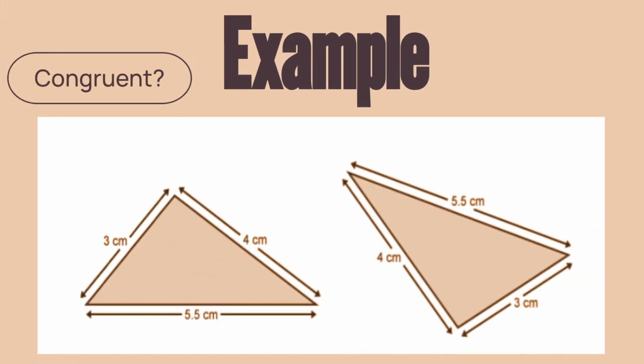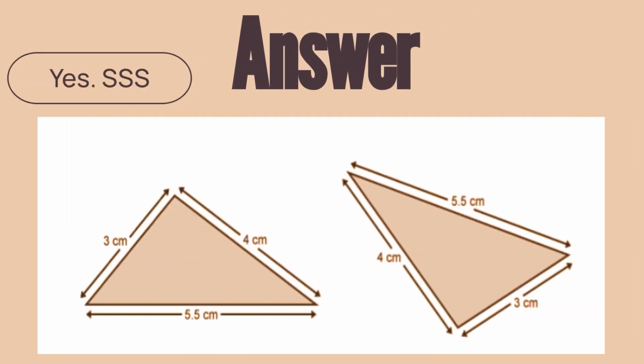In this example, state whether the two triangles are congruent. Give a reason to support your answer. Yes, these triangles are congruent because of side, side, side, or SSS. The 3 sides are equal.